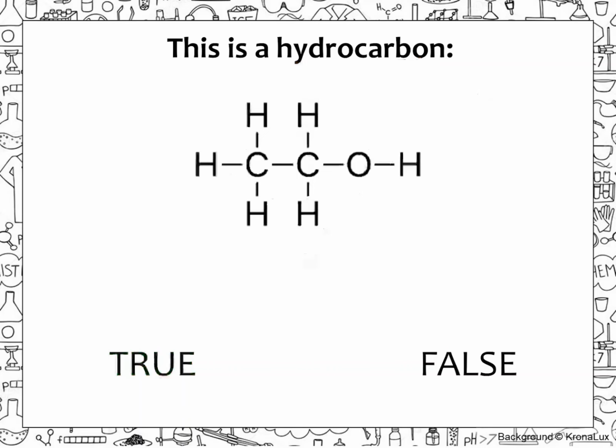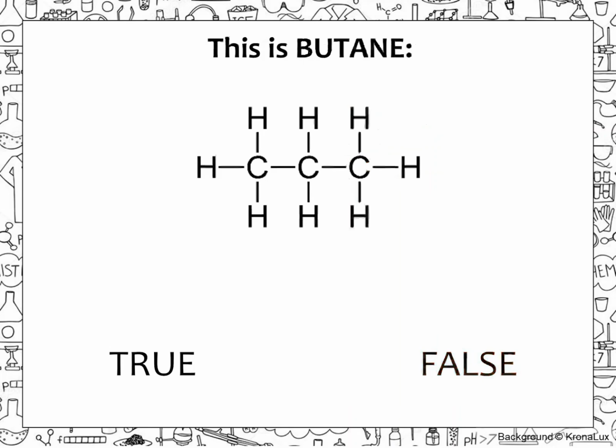How about this molecule? This is a hydrocarbon. This time we have an oxygen in the molecule, which is not a C or H, and therefore this is false. This is butane. As we said before, but means 4 carbons. And if we look at our molecule here, we've got 1, 2, 3 in a line. So this is not butane. What is it? This is propane.